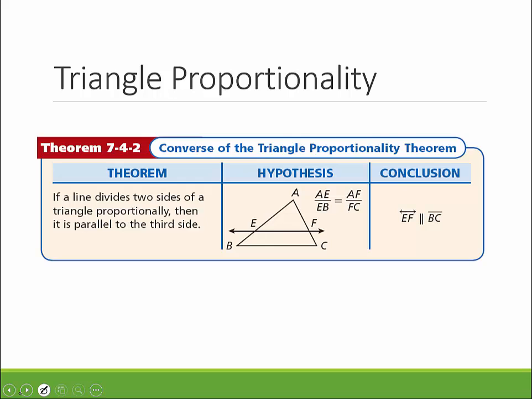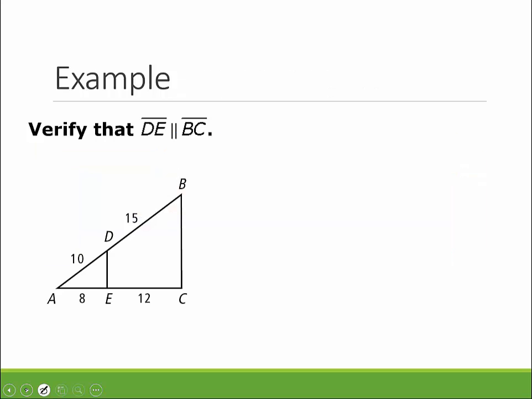Next theorem. If a line divides two sides of a triangle proportionally, then it is parallel to the third side. Hopefully this sounds familiar because it's just the converse of the theorem that we just solved. So it's the backwards version. It says that if these two are proportional to these two, then we know that these lines have to be parallel to each other.